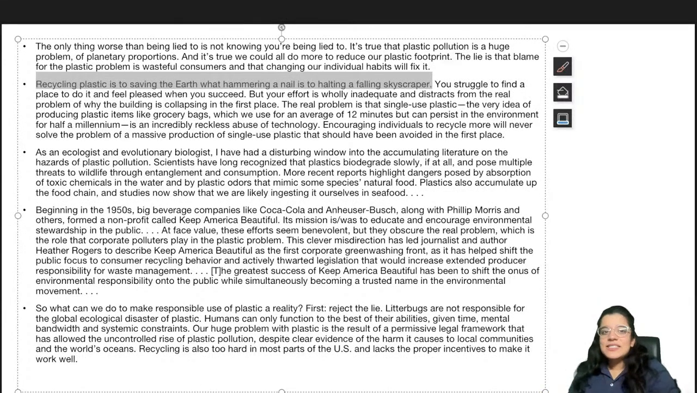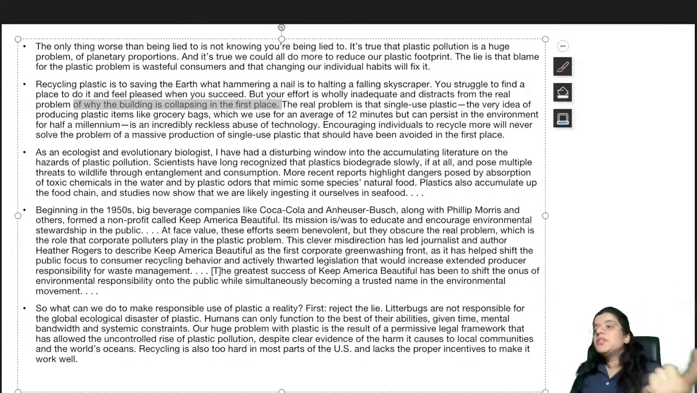Why is that skyscraper falling, or why is that building collapsing in the first place? Right, this is our root cause of the problem. So if we think about why plastic is being produced at all, instead of giving an alternate or a superficial solution to recycle the plastic, if we try to go for the root cause of the problem, then we would be completely eradicating the problem from the root.